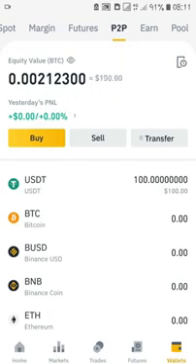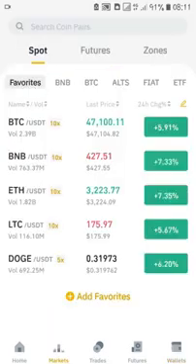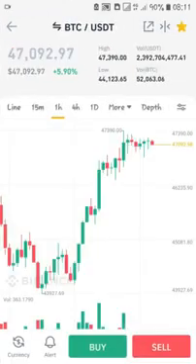Okay, so let me talk about the spot trading a little. On Binance, we have three types of markets. If you come to the market down there, we have the spot market, the futures market, and the zones market. The spot market is where we are going to be trading today. The spot market is called spot because you can trade on the spot.